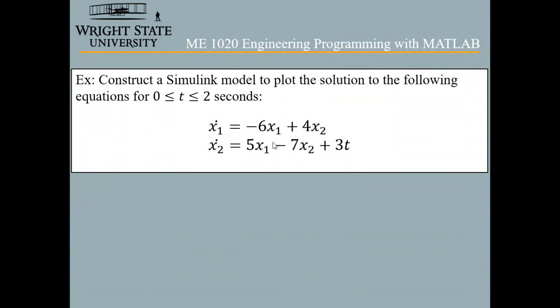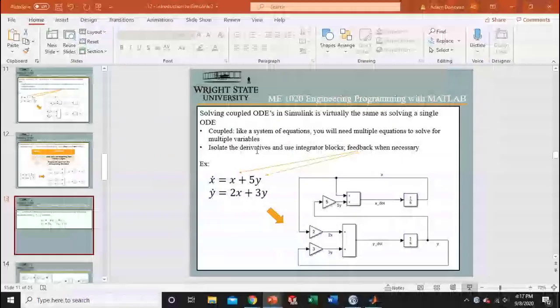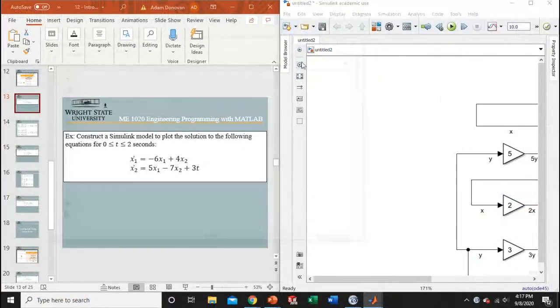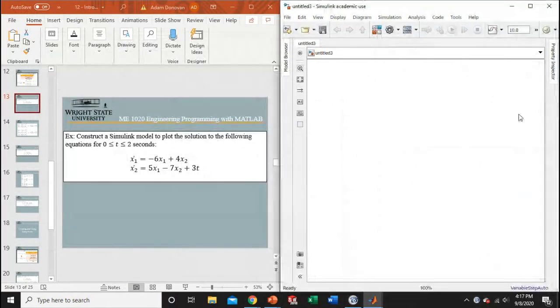x1 dot is equal to 6x1 plus 4x2. Then x2 dot is equal to 5x1 minus 7x2 plus 3t. And so this is just going to be me going through these same motions again. And so let me pull up a new Simulink canvas in order to make a new model. And so let's do this x1 equation first.